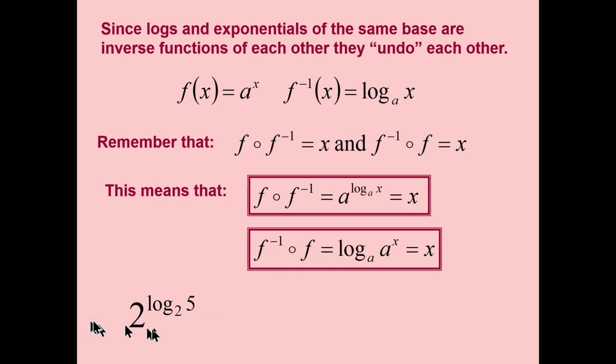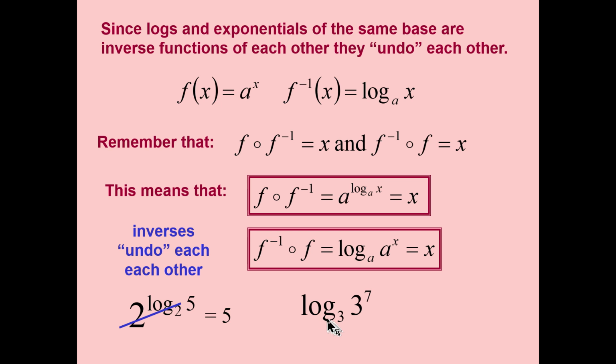So here we have 2 raised to the log base 2 of 5. These are the same base here. They undo each other, and the answer is 5. Here we have log base 3 of 3 raised to the 7th power. Base 3, you have the same base there. They undo each other with the exponent.